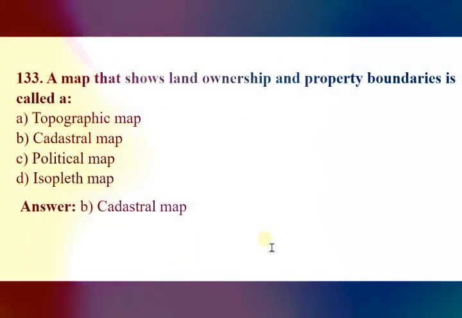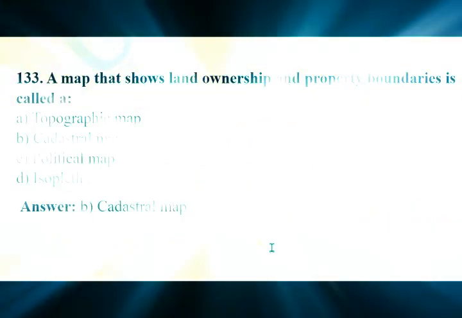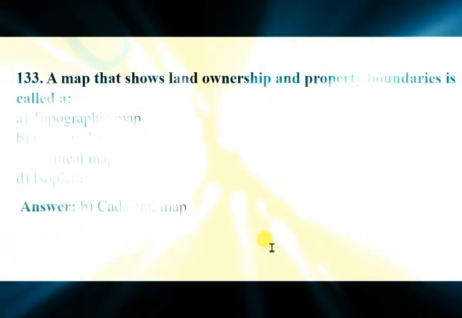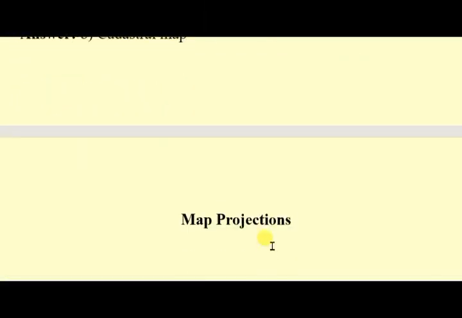Question 133. A map that shows land ownership and property boundaries is called a topographic map, cadastral map, political map, isopleth map. The right answer will be cadastral map.